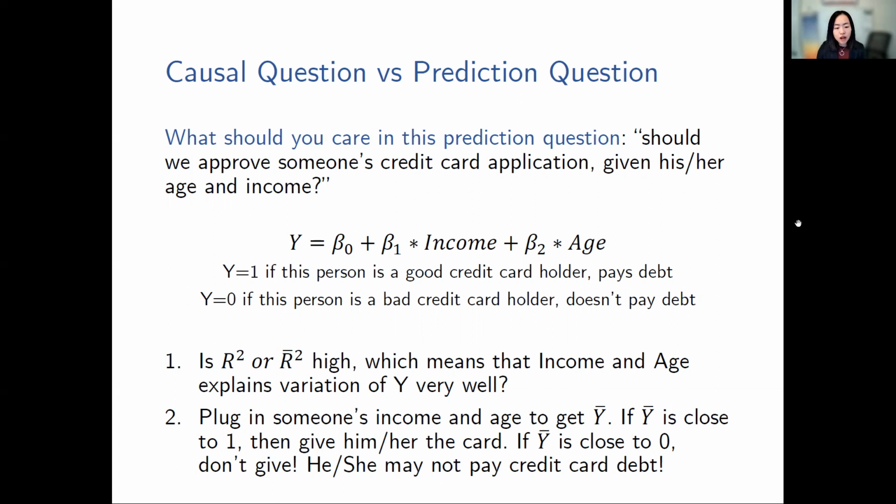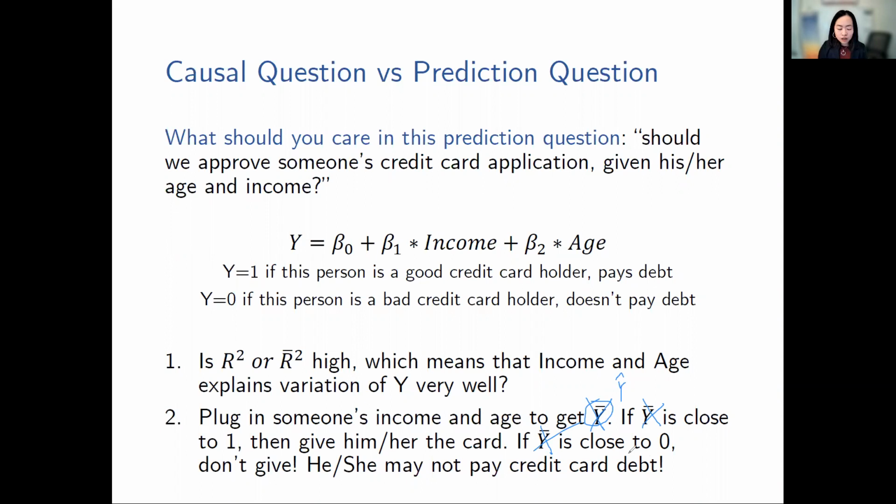If this predicted y is close to 1, I think this should not be y bar. There should be a typo here. This should be y hat, not y bar, sorry. Okay, so these are typos. Predicted value is y hat. Average value is y bar.